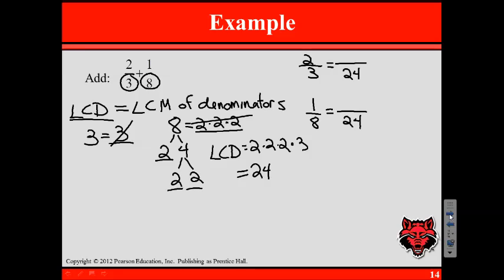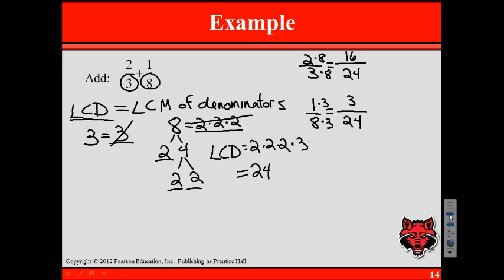So we can use our shortcut cheat method and divide 24 by 3 and determine that we need to multiply by 8 on top and bottom. And that will give us 16 over 24. In the second equation, 24 divided by 8 is 3, so we multiply by 3 on top and bottom. 1 times 3 is 3.